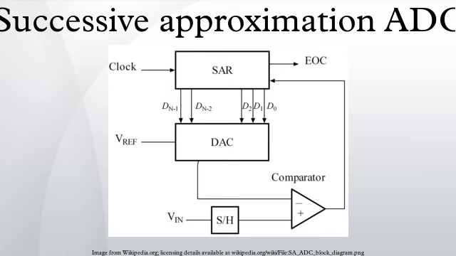Mathematically, let VIN equal X·VREF, so X in [-1, 1] is the normalized input voltage. The objective is to approximately digitize X to an accuracy of 1/2^n. The algorithm proceeds as follows.